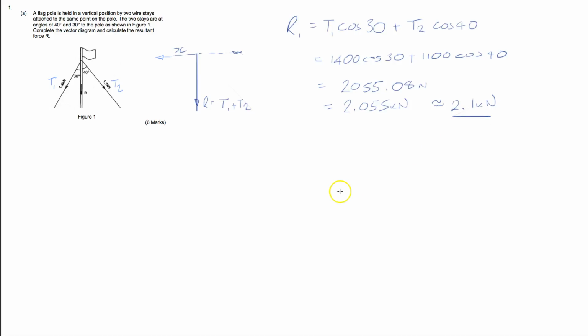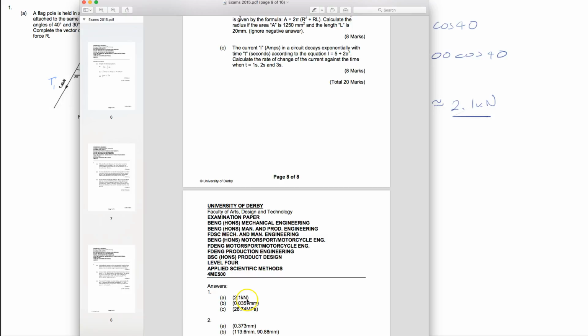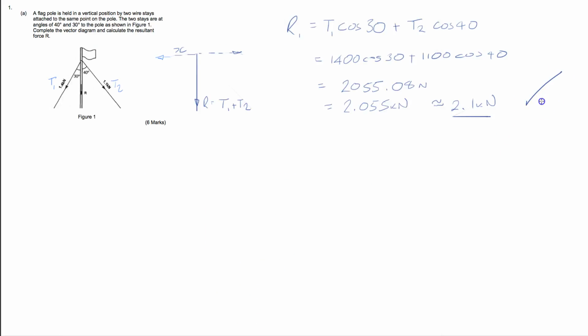Right, let's check our answer, which you don't have the benefit of doing in the exam, but answer 1, 2.1 kilonewtons. 6 marks, thank you very much. 6 marks in 2 minutes 30, we'll have that.